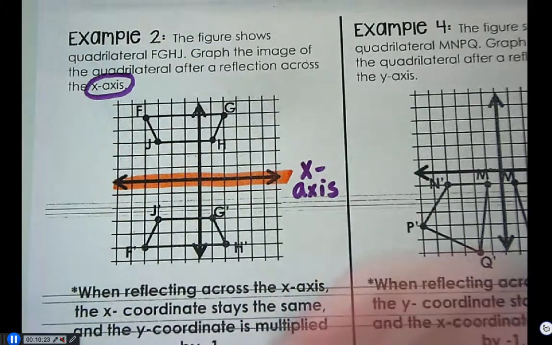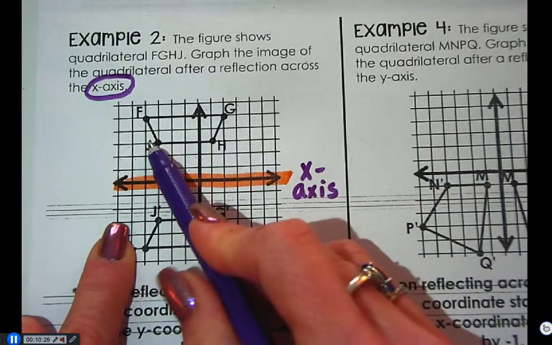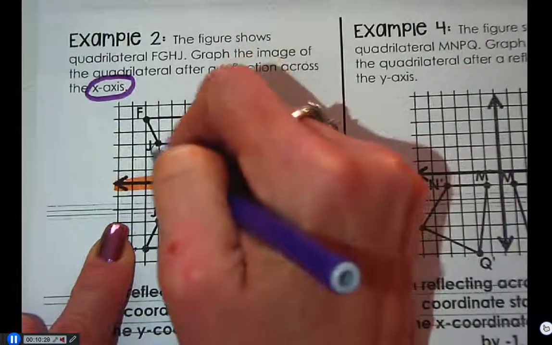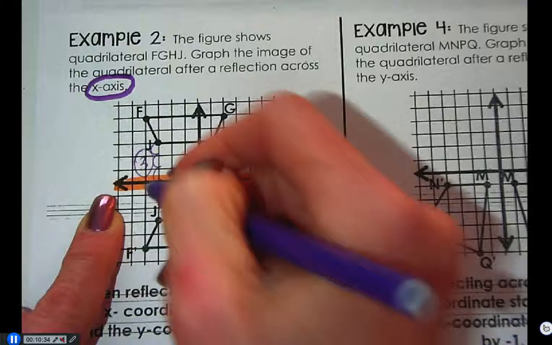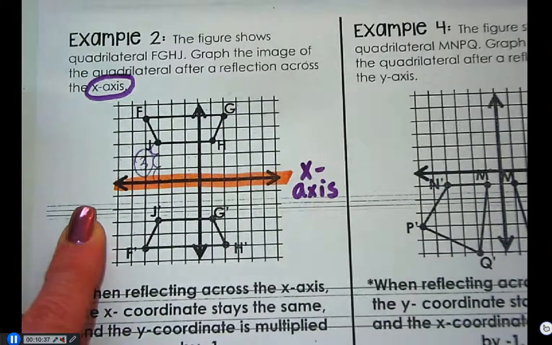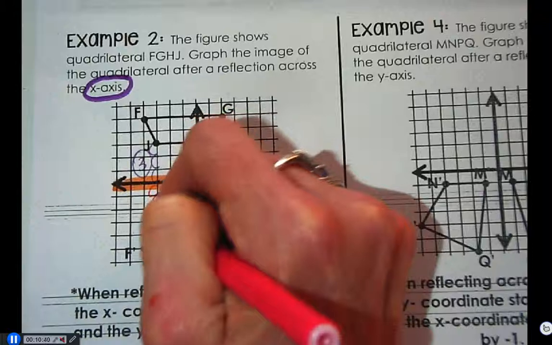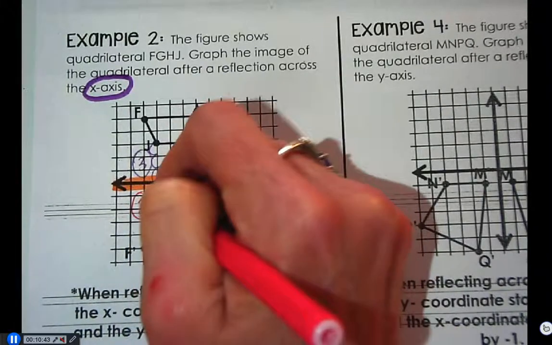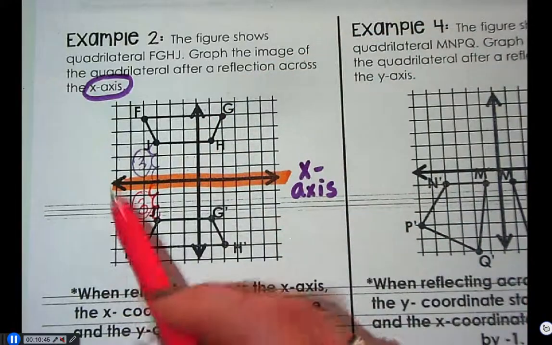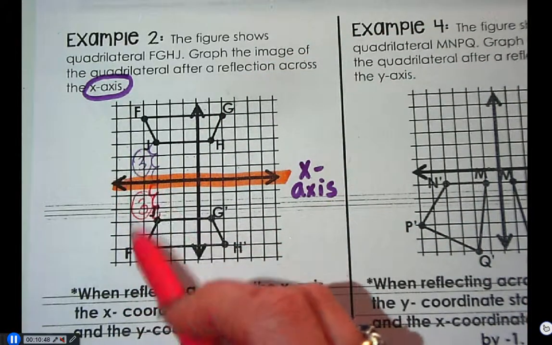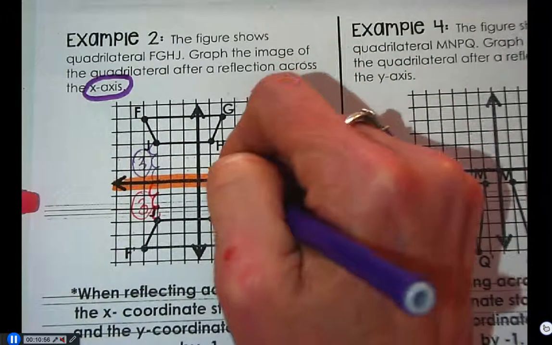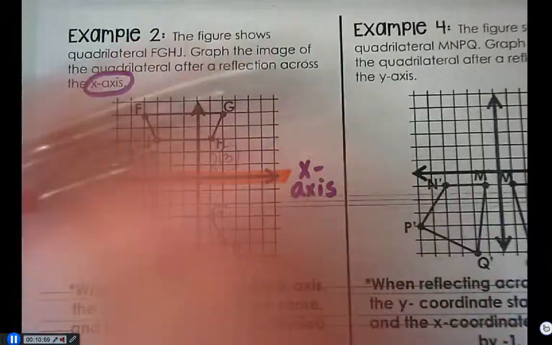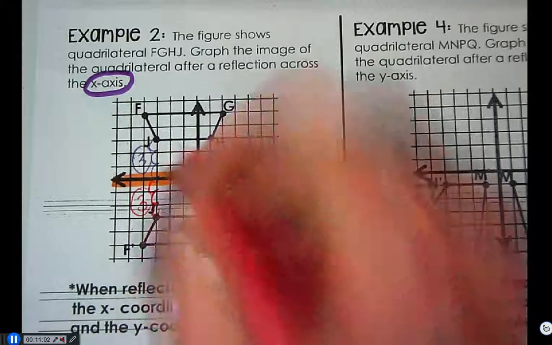You can see that each of these points has been reflected the same distance. So J is 3 above, right? So J prime must be what? 3 below. And you're not having to do this. We're going to do some practice in just a minute. But since you're not actually doing it, I do want you to show me that you know the numbers. So do what I'm doing here. And then H is also 3 above the x. So H prime is going to be 3 below the x.